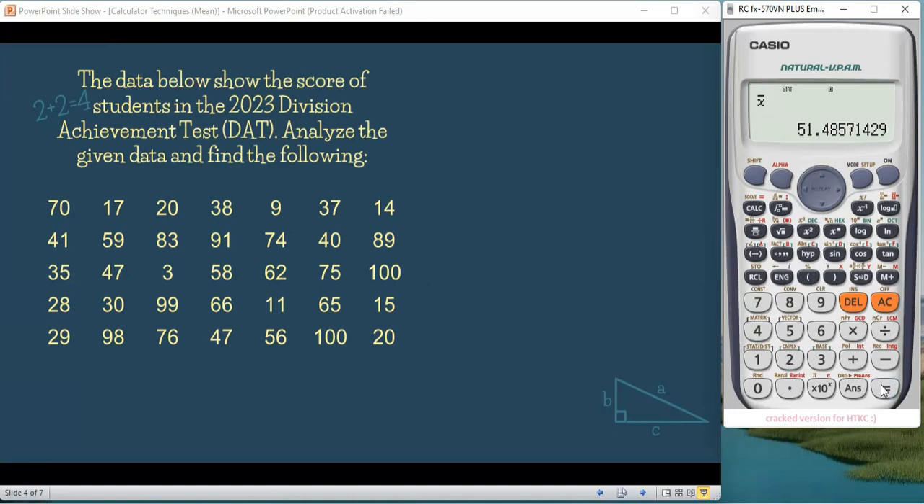So that is 51.49. So for our mean, 51.49. Standard deviation and population standard deviation, sample variance and the population variance.